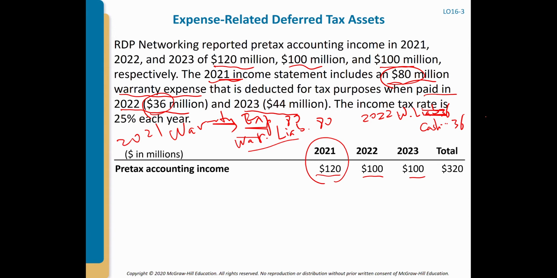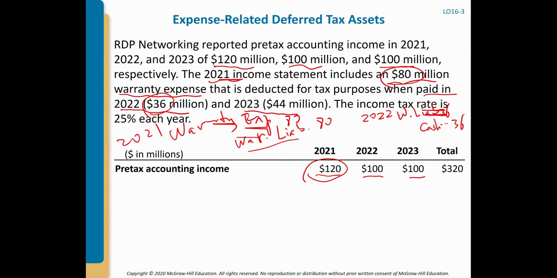This is how we deal with the warranty expenses in accounting. That's why the 80 was included as one of the expenses, and that's how we get this 120. Before the 80, it should be 200. So accounting income excluding the warranty expenses should be 200.